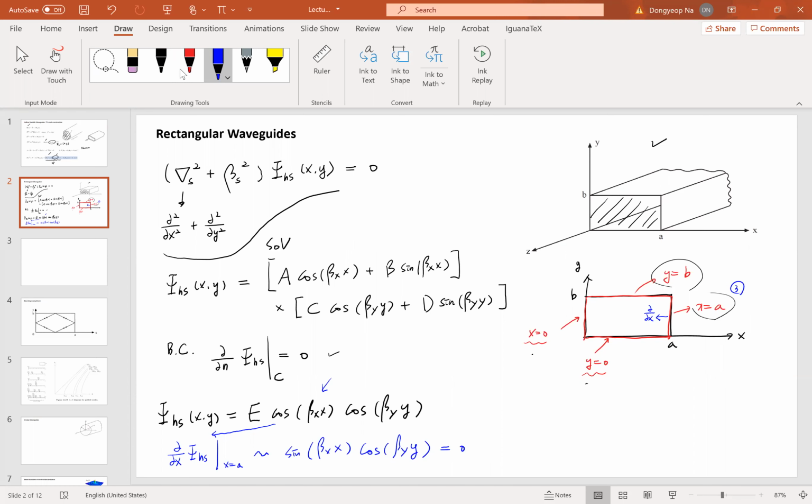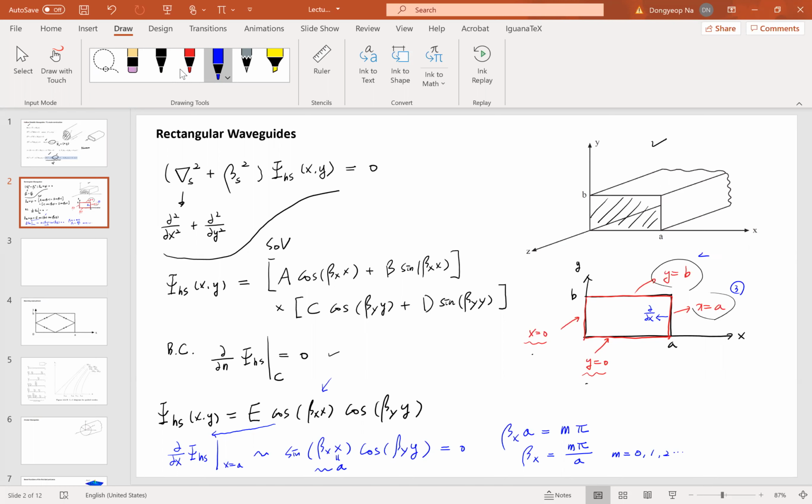It should be 0 when x is equal to a. So in order for this equation to become 0, we need to make sure that beta x a, this argument of the cosine function, should be an integer multiple of pi, so that beta x is going to be m pi over a, for the integer m here.